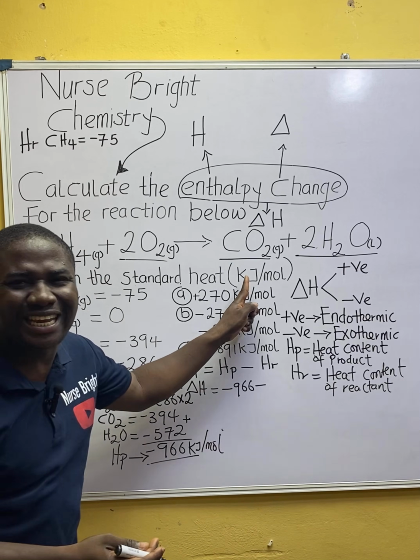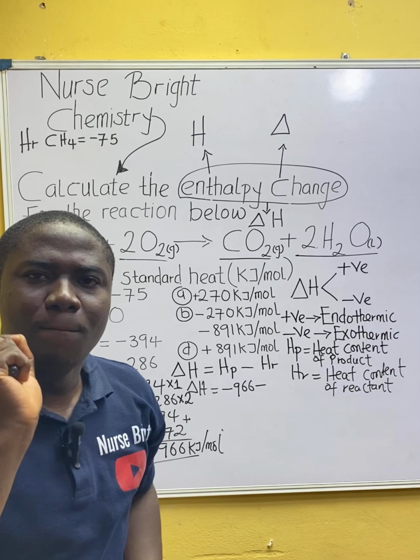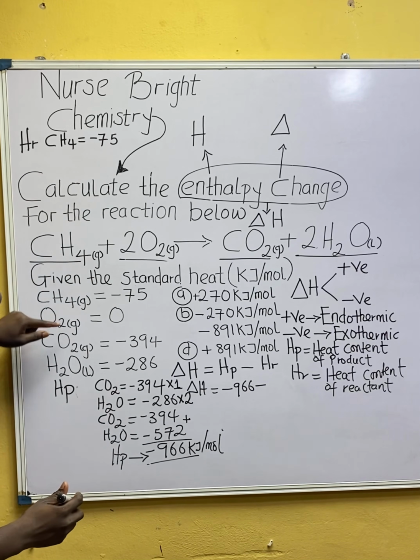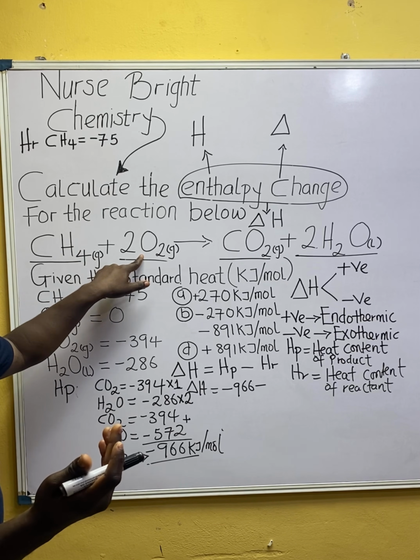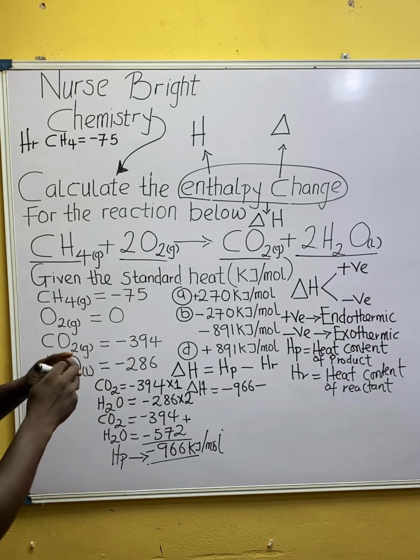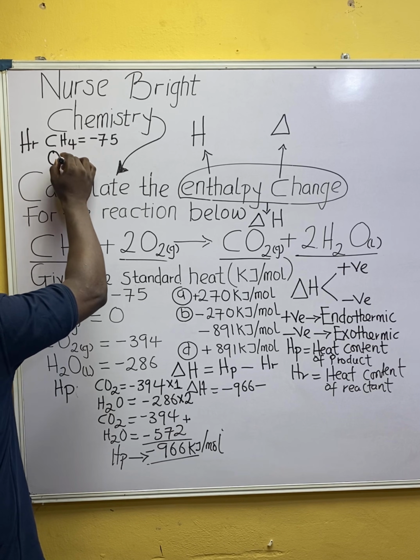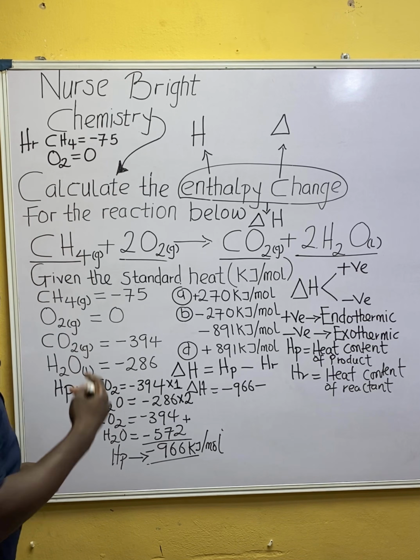Remember, the unit is kilojoules per mole. Moving further, we'll simply write for the other, which is O2, all right? The way they wrote it, that's how we write it. So for O2, it is 0 kilojoules per mole.